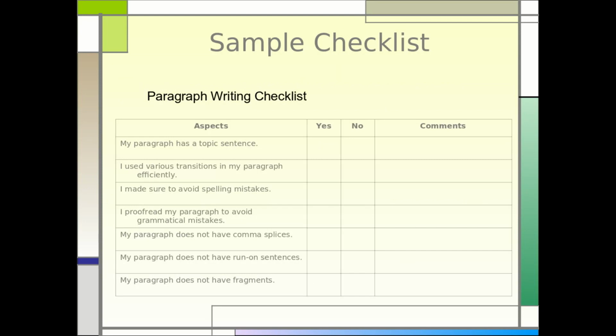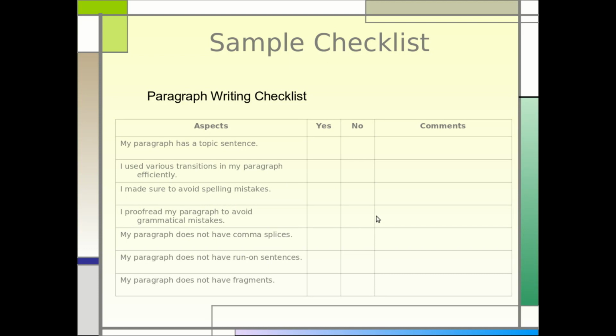Here's an example. This would be a self-assessment checklist for a paragraph writing assignment. We have a series of statements, and the student just marks yes or no and adds comments. Also, the teacher could use the same instrument for formative assessment.